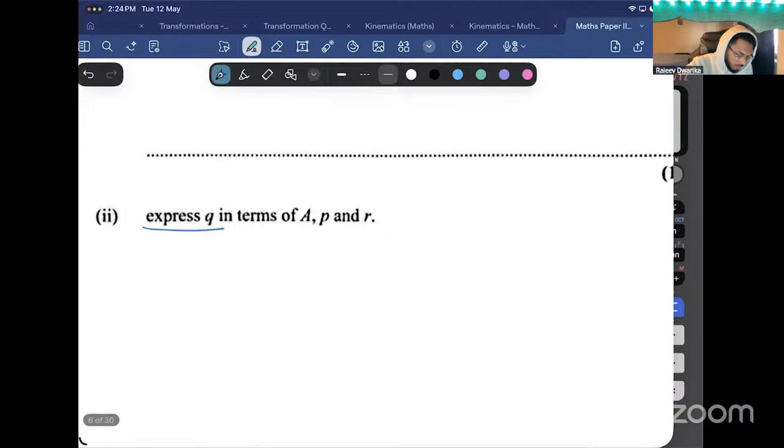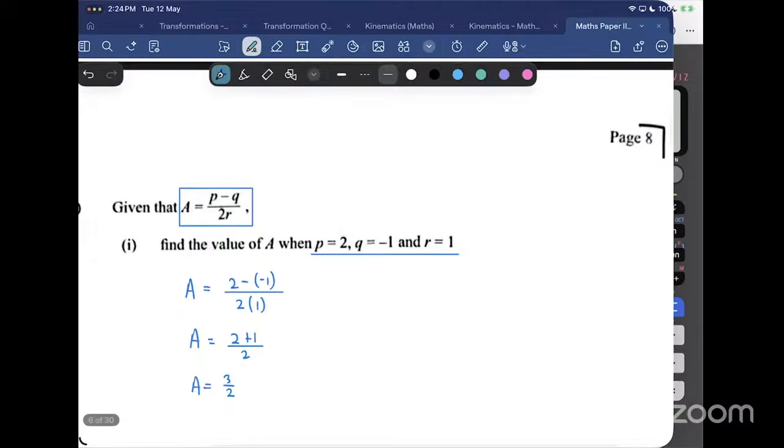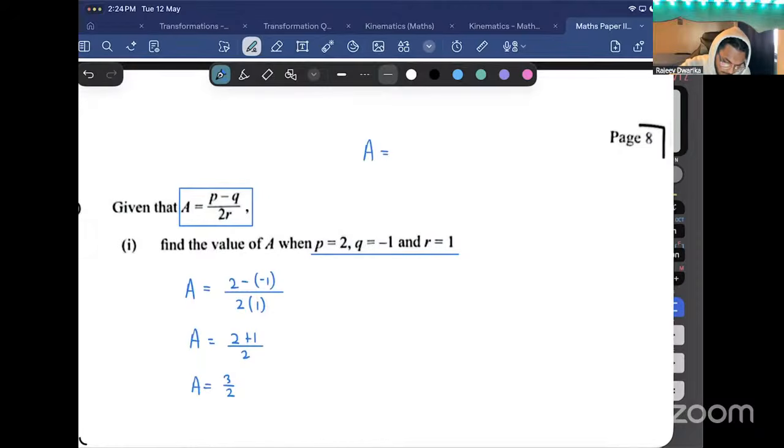Express Q in terms of A, P, and R. So we have to make Q the subject of the formula. So we have A is equal to P minus Q all over 2R.